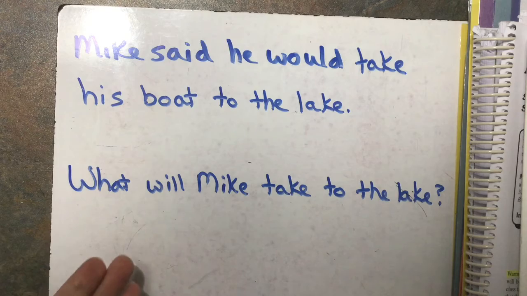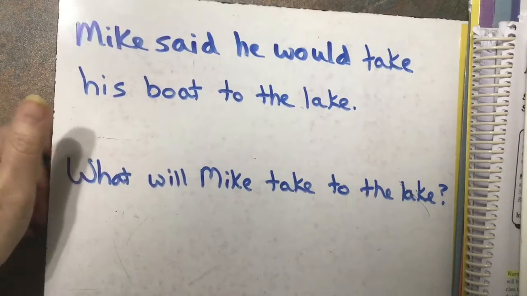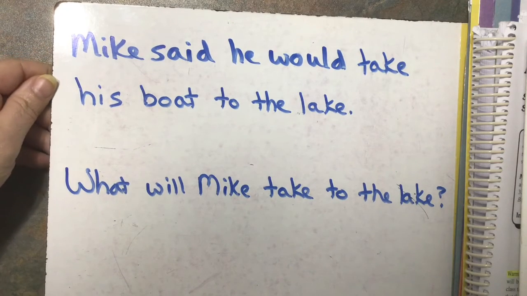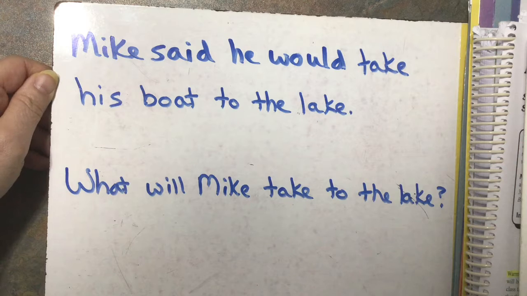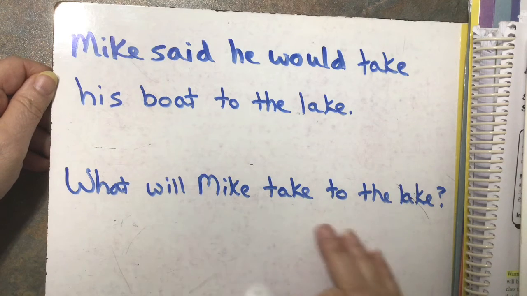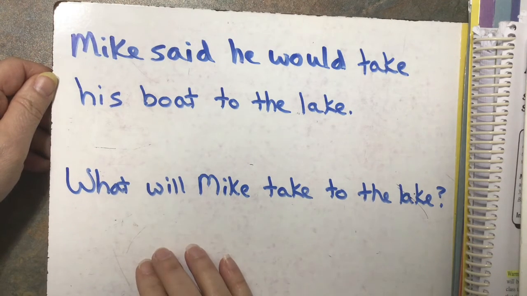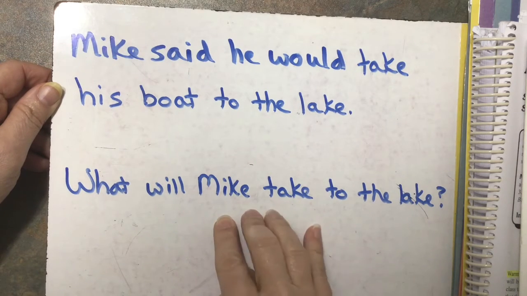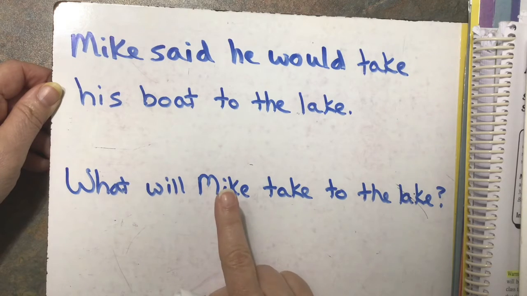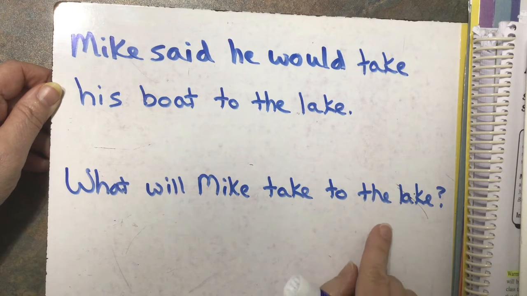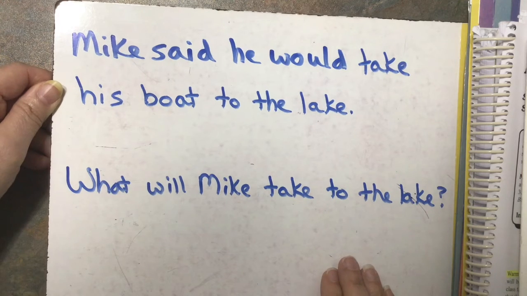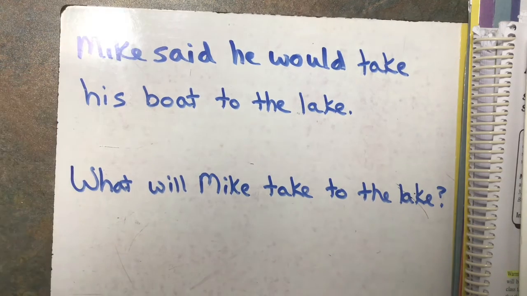Now we could just say a boat. A boat. But that's not an answer to this question. What about the boat? There's a boat in the dry dock. There's a boat for sale. If I just say a boat, that does not give enough information for this question. This question is wanting to know about Mike and what he's going to take to the lake. So we have to include that information in our answer. We cannot just say a boat.